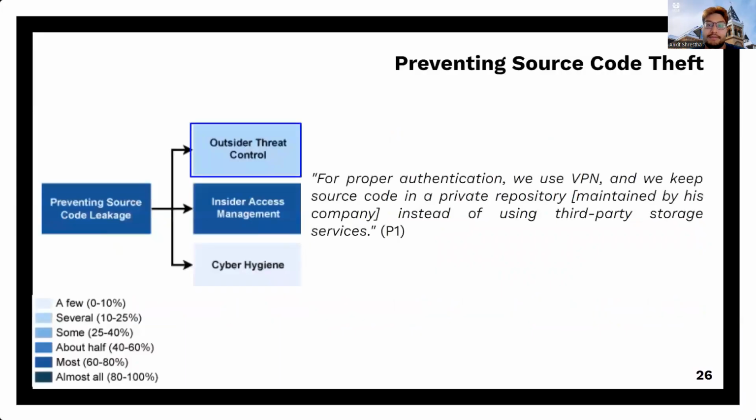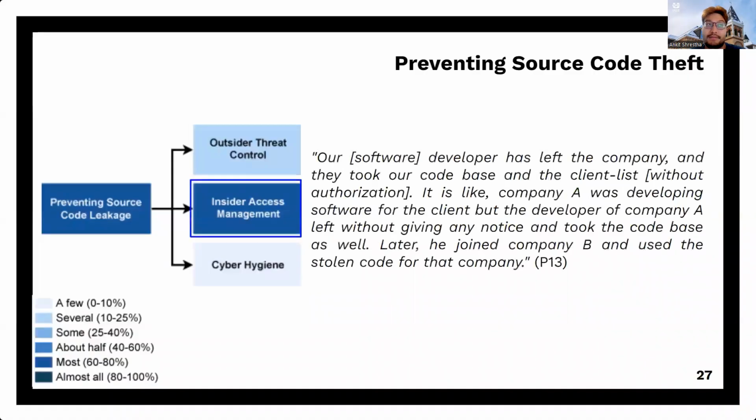Most participants thought of security as preventing source code theft. First, the participants mention use of VPN and private repositories instead of third-party storage devices to keep the source code safe. Second, participants reported on incidents where, when employees left the organization, they took their code and sold it to their competitors. This resulted in creating access management for newer employees, reducing the risk of insider data theft.